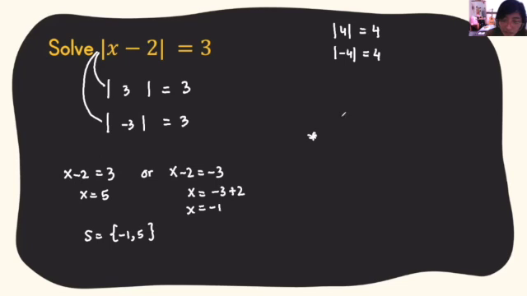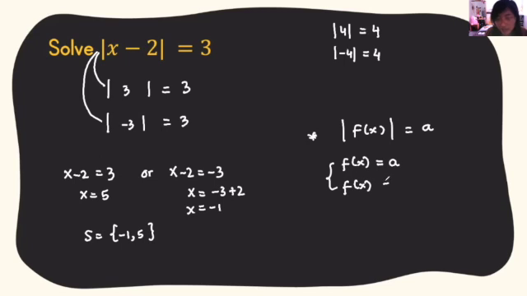Okay, so if you have an expression within the absolute value symbol equal to a, then the expression that we need to solve can be a, and it can also be negative a. Okay, that's how you solve an equation within an absolute value symbol.